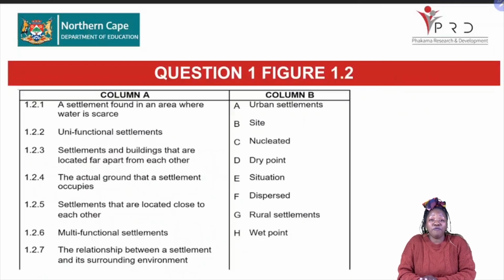Right, we now move to your figure 1.2. Your figure 1.2 is another short objective question. So this time you are given a column A and column B. So these are the definitions in column A. What you need to do, read the definition and then you match it with the geographical term in column B. You've got 7 questions, which means I'm going to give you 7 minutes, and then after 7 minutes, we will be able to do the correction. So remember, these are the definitions in column A, so read the definition carefully, then you choose the term in column B.